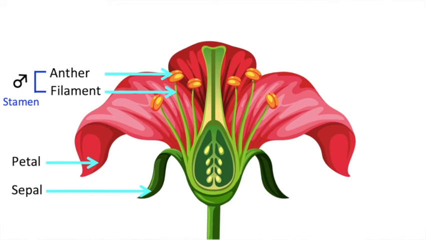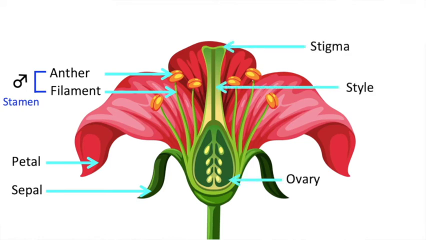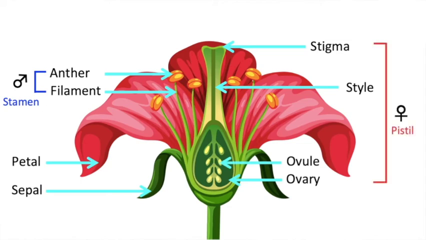The anthers produce pollen grains. Pollen grains are vital for the process of pollination and reproduction of the plant. The stigma, style, ovary, and ovule are the female parts of a plant. We call this the pistil.